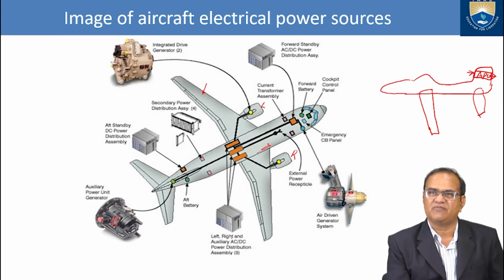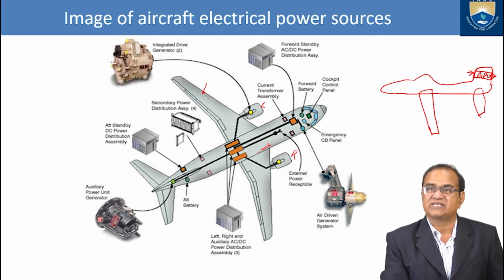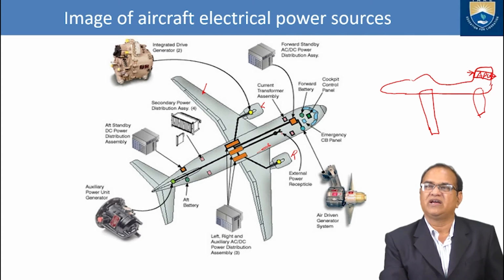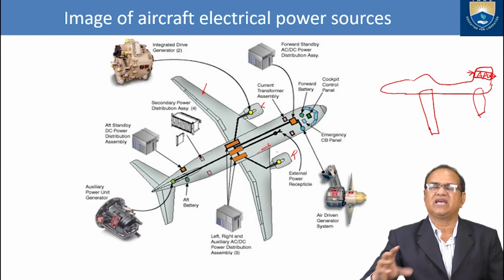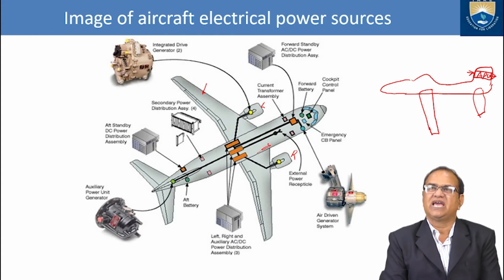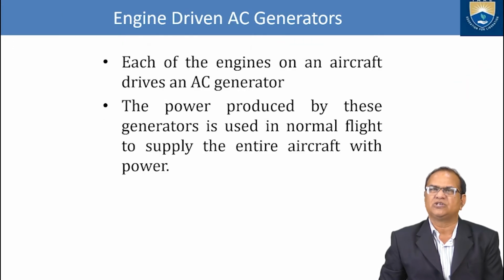And then it comes to the left, right and auxiliary AC-DC power distribution assembly 3. Here we can see the external power receptacle. This is external power, meaning we give power supply for maintenance or for starting the engine during ground operation. We put the power here. In this way, I have shown all the major components of the electrical system of the aircraft.